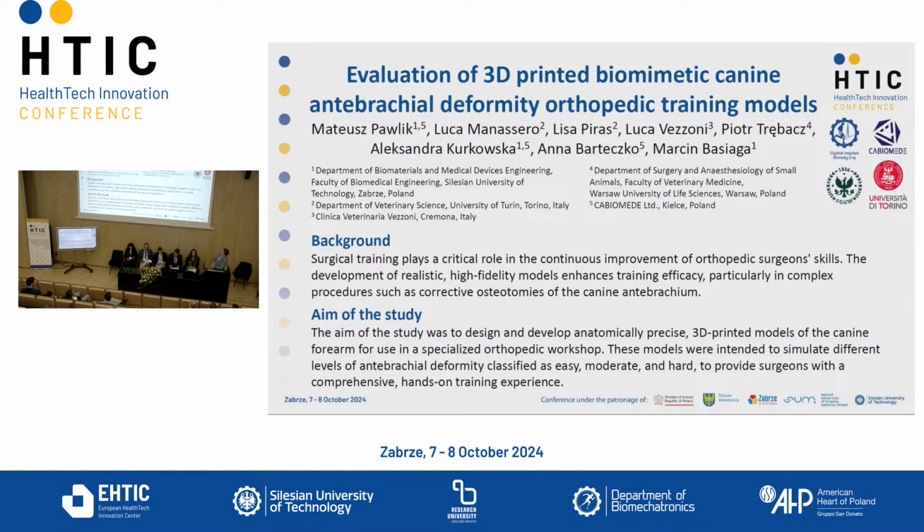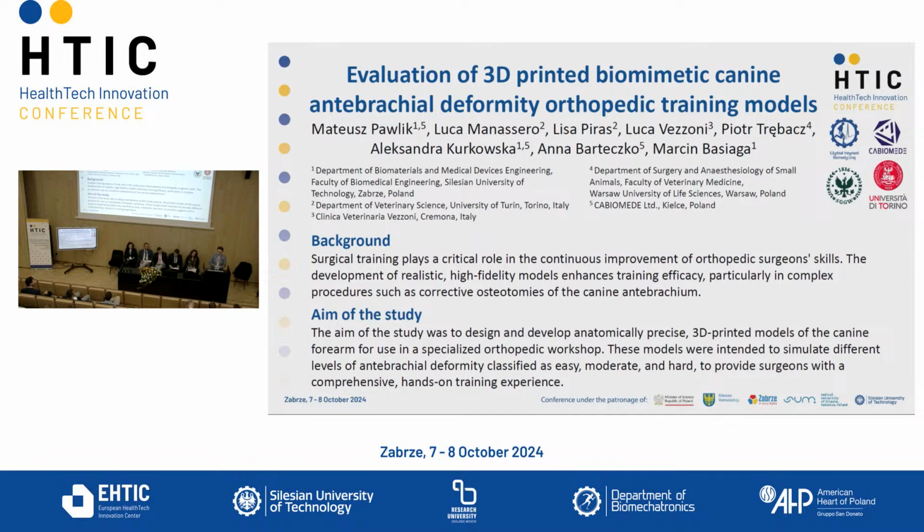Thank you. Surprisingly, I have the second poster, but this particular one was a joint cooperation between the Department of Biomedical Engineering here, the Department of Veterinary Science, University of Turin, represented by Luca Manassero sitting in the audience, Clinica Veterinaria Vezzoni Cremona, Italy, the Department of Surgery and Anesthesiology of Small Animals, Faculty of Veterinary Medicine, Warsaw University of Life Sciences in Warsaw, and KBMD. Surgical training.